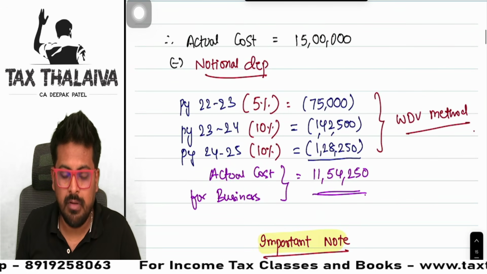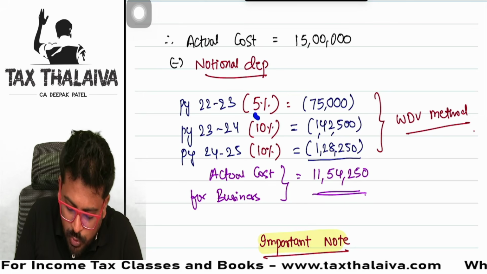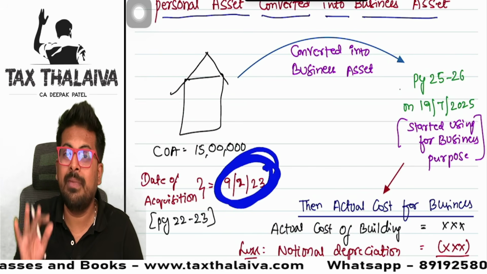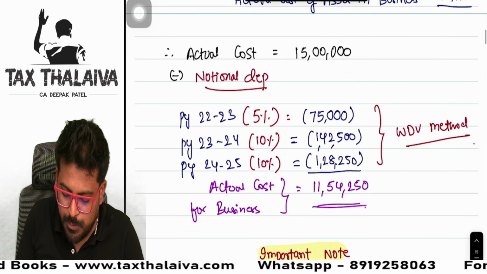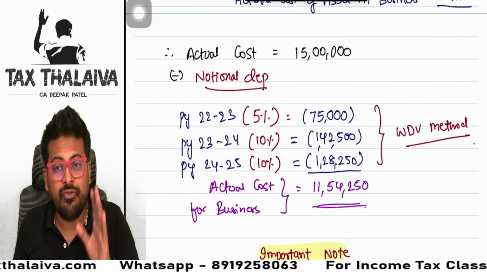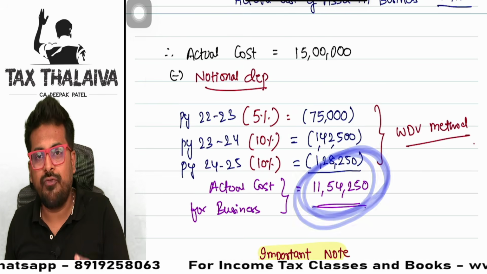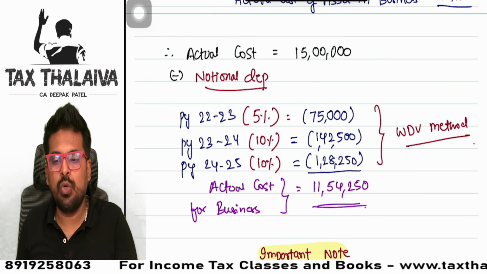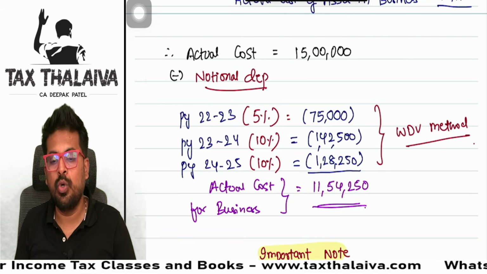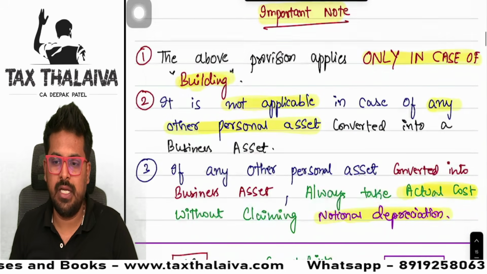In that case, what will happen? First, you will take the actual cost of 15 lakhs and start claiming the depreciation. Sir, why did you take 5% here? Because you purchased the asset in February, which means less than 180 days, so 10% becomes half, 5%. In 23-24 full depreciation, 24-25 full depreciation, and if you reduce this depreciation, this is the amount of actual cost of building which you will add to the block of asset, and you can claim depreciation on this value in your business books. You will always have to follow the WDV method of depreciation.